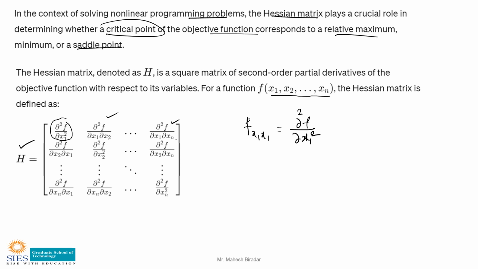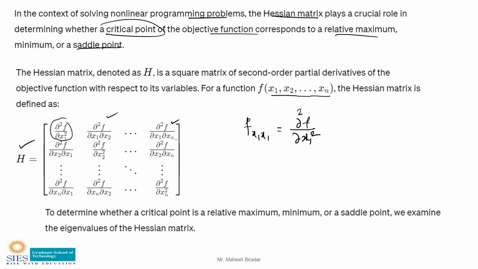Okay, so we know the partial derivative. We are not going to give too much time to this derivative here; as and when examples come, it's a very easy process of finding the Hessian matrix. To determine whether a critical point is a relative maxima, minima or saddle point, we examine the eigenvalues of the Hessian matrix. There are two ways. I will explain both the ways.